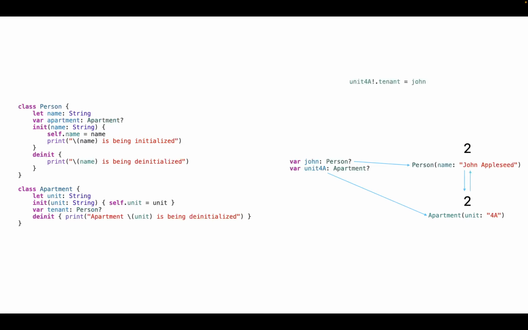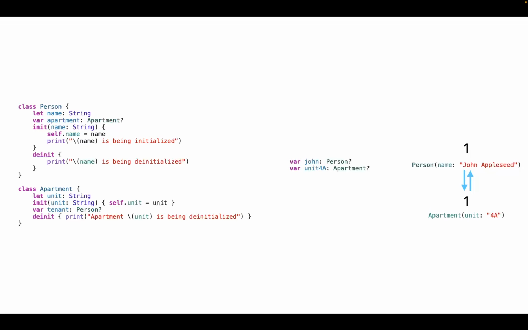And then similarly, we're assigning John to the tenant of unit4a. So that reference count will go up as well. But now there's a problem. Let's say we're setting John to null, so this reference will be gone, and the reference count will go down. And we're setting unit4a to null as well. This reference will go, and the reference count will be 1. So none of these instances are referred to by any of the variables, but we're not able to destroy these two instances because they are referring to each other, and their reference count is not going down to 0. So we have a reference cycle here.